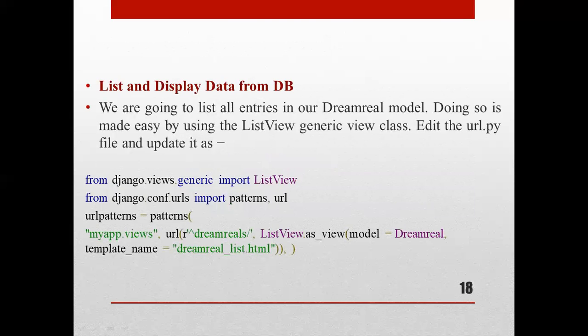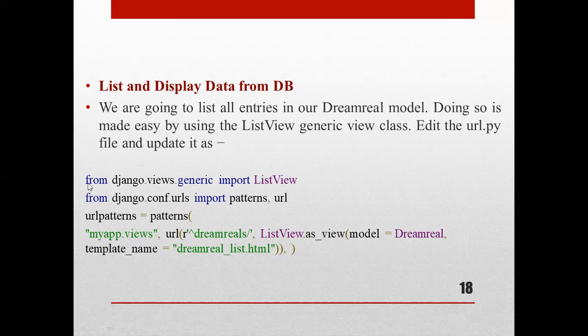Then if you want to list and display the data from the database, here you can see that we are going to list all the entries in our dreamreal model. For that, ListView from the generic views is available. ListView, from the generic view class. So for that, we have to edit the urls.py file like this.